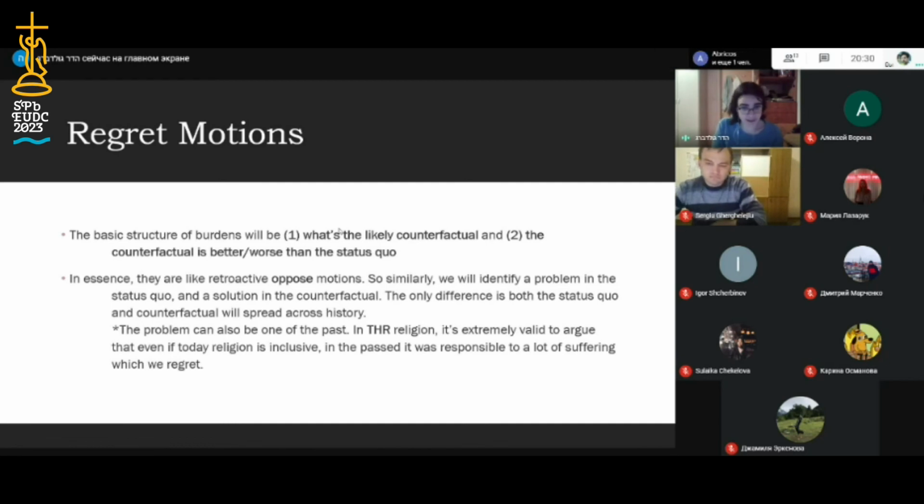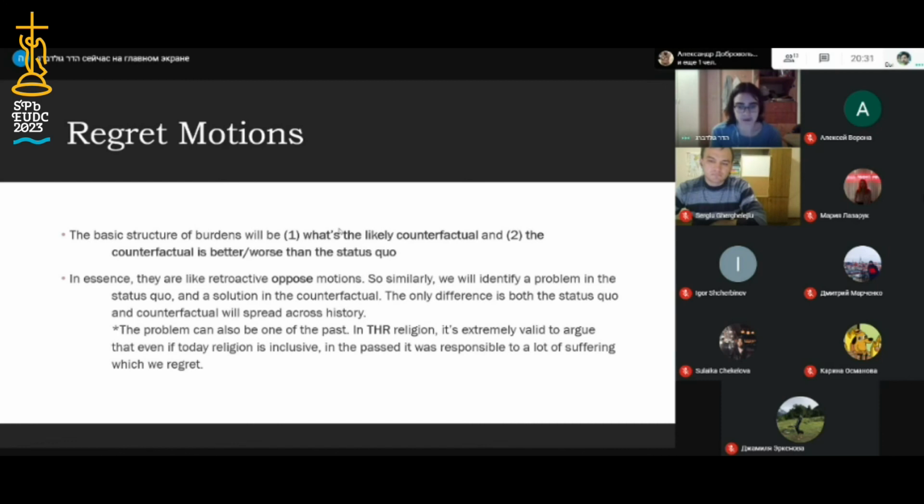Important note on the retroactive aspect of problems. Problems can also be ones of the past. It is a common mistake I notice in regret motions that people think that if they just say, oh, but it used to be a problem, but today it's not a problem any longer, it solves anything. When effectively, when we are regretting something, we are also regretting its past results.